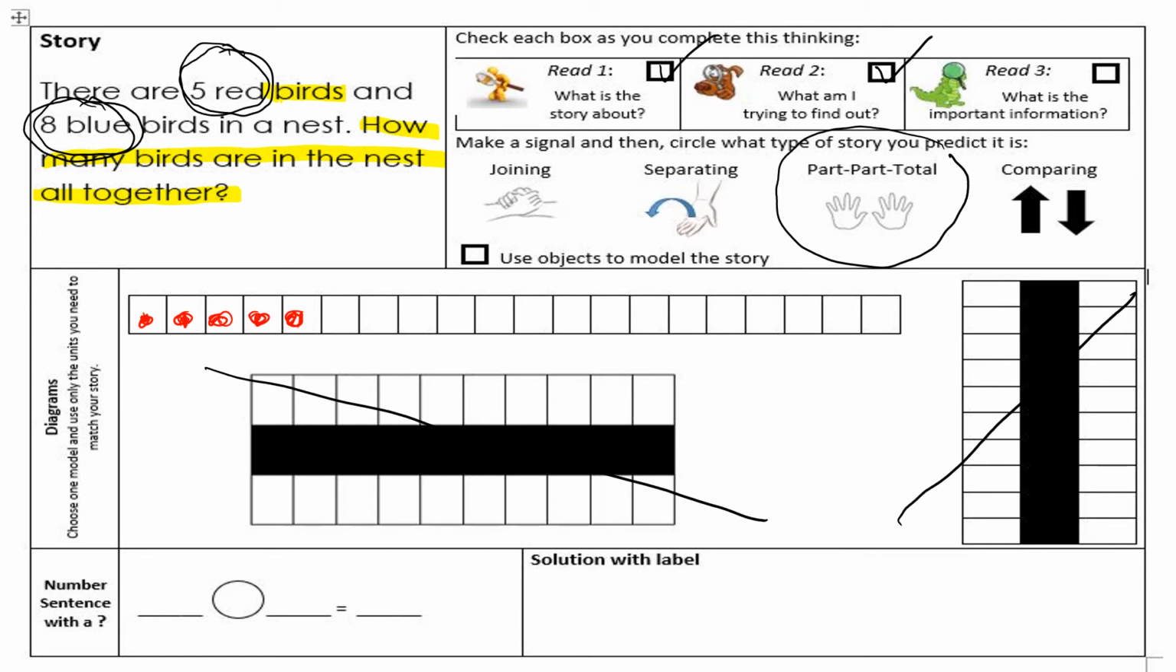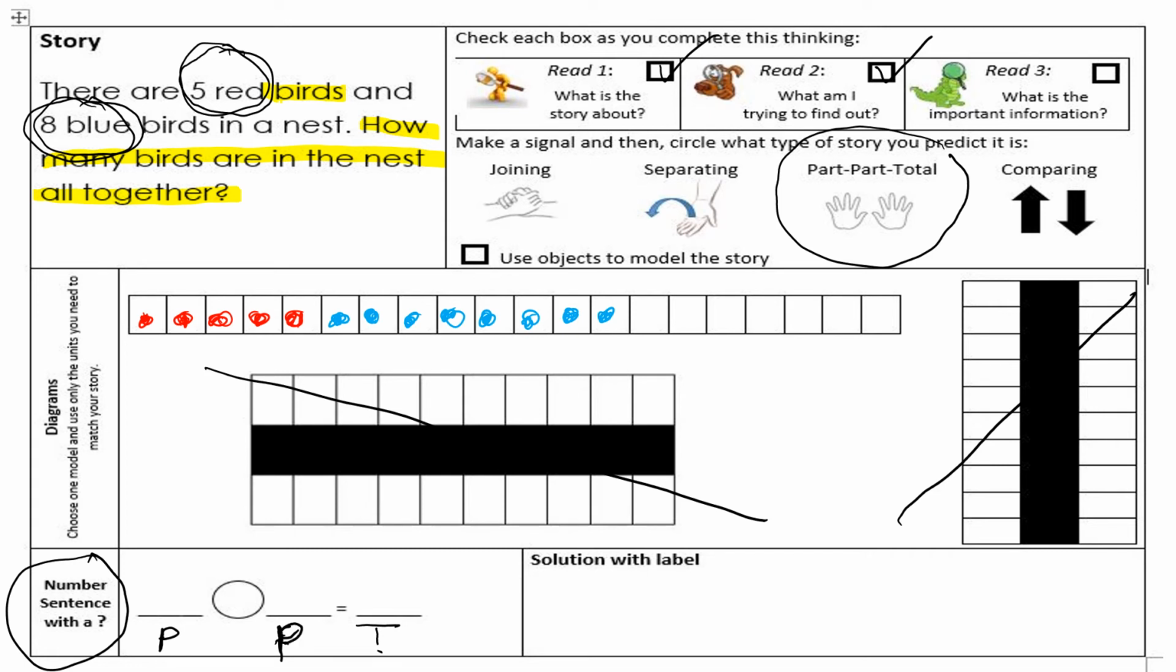So I have 8 blue ones. 1, 2, 3, 4, 5, 6, 7, 8. And let me double check that. 1, 2, 3, 4, 5, 6, 7, 8. Perfect. All right, now I'm going to move down to the number sentence with a question mark. And with this one, we have both of our parts. And if we look at a number sentence, we think we have a part, we have another part. Oops, sorry guys. We have another part, and that brings us to our total. So that's where you get the part-part total from.